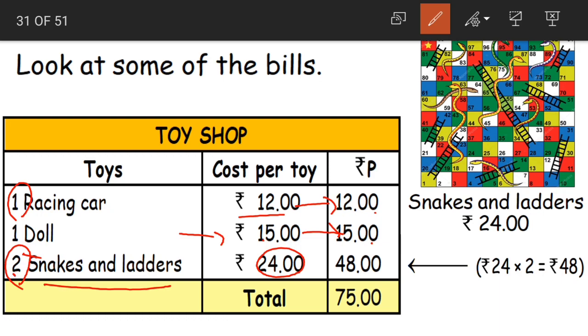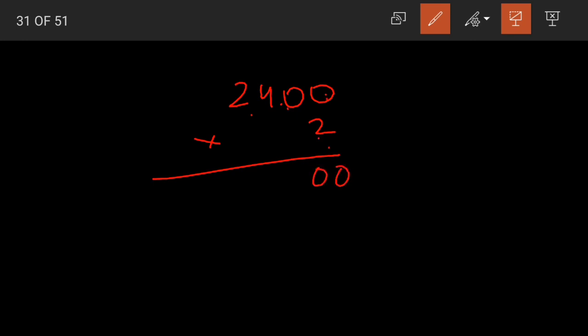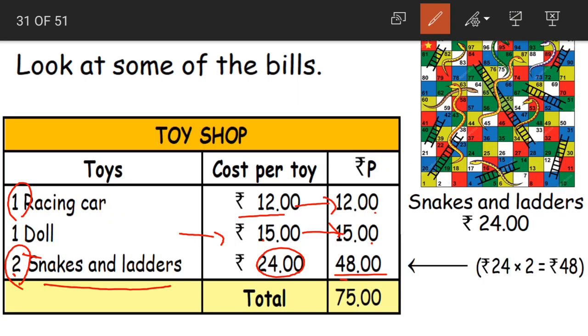We have bought two. So how much should we pay? We should multiply with 2. Yes, 24 rupees 0 paise into 2. 2 zeros are 0, 2 zeros are 0, point, 2 fours are 8 and 2 twos are 4. Yes, the point after 2 digits from the right. Now what is our answer? 48 rupees. The cost of two snake and ladders is 48 rupees.